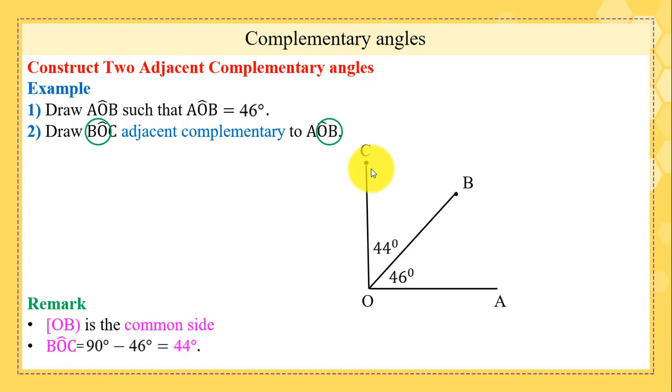Here we get COB equal to 44 degrees, and COB will be adjacent complementary to BOA, and their sum is equal to 90.